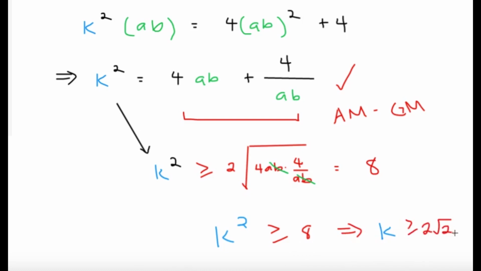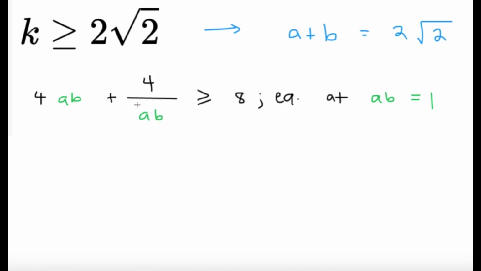No worries on the negative numbers here, since we know k is going to be positive. So we can simply take the square root of both sides and not worry about signs. So k would be greater than or equal to 2 square root of 2. So we've successfully acquired a range of values for k.